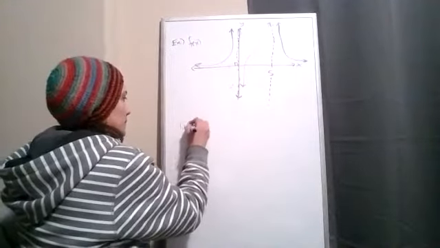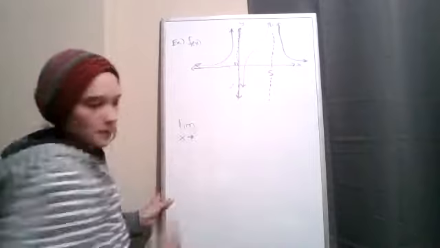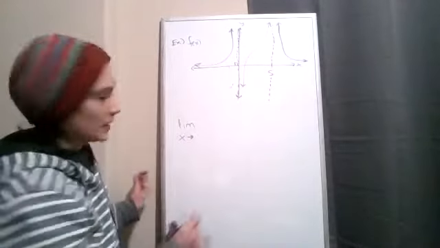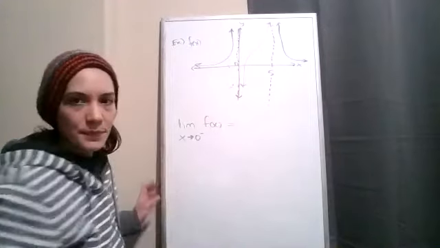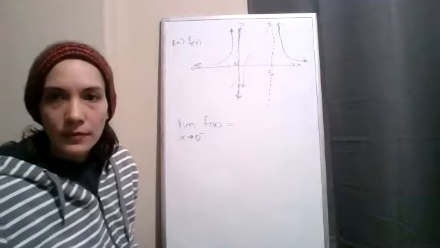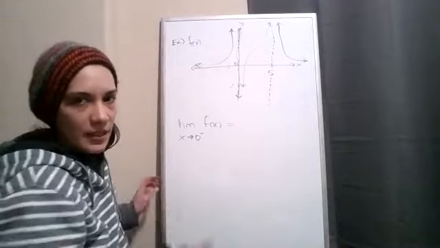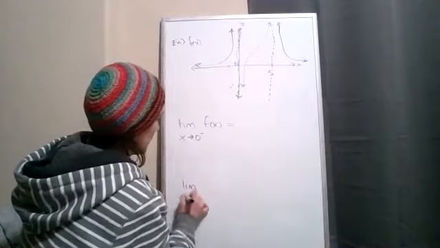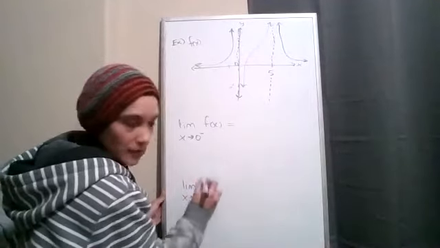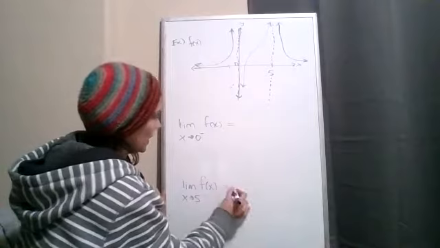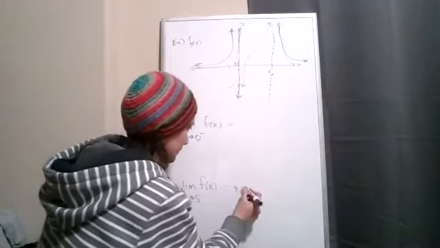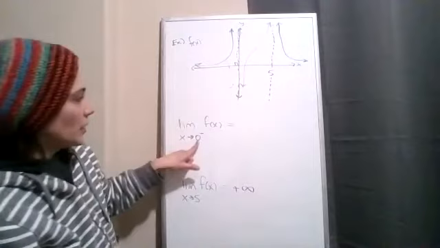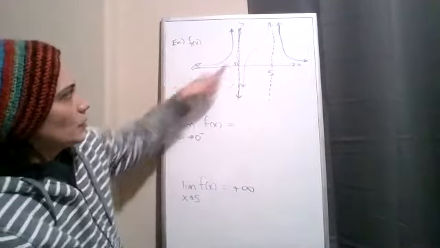Limit, x approaches 0 from the left. That's the answer. Oh yeah, someone's already given me another answer. Someone wrote the limit as x goes to 5 from both sides for this function. You get out positive infinity. And you're going to 0 from the left, positive infinity.